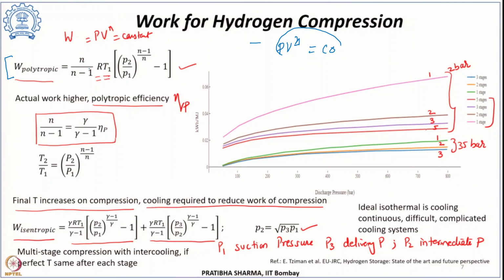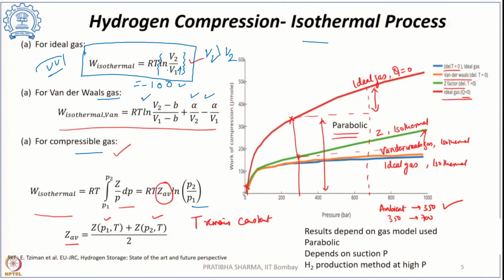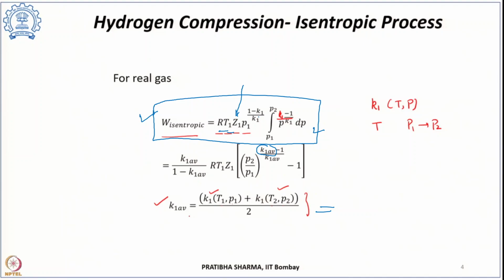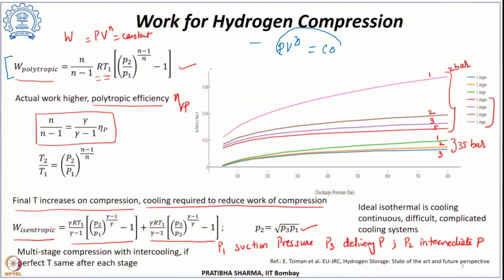You just see the formula: n divided by n minus 1, the same as gamma divided by gamma minus 1, the same formula. Okay. For the polytropic case, you can easily remember these things. Okay.